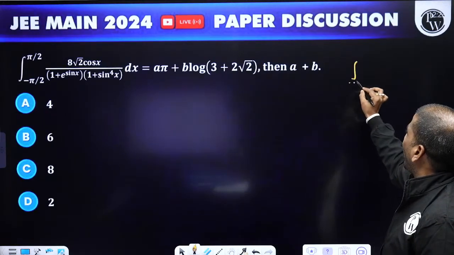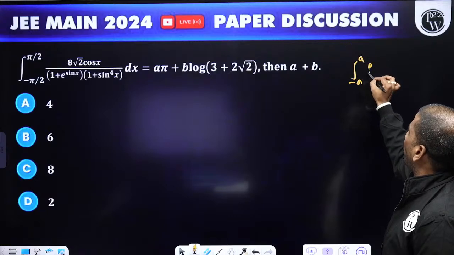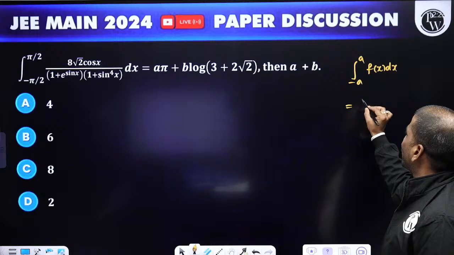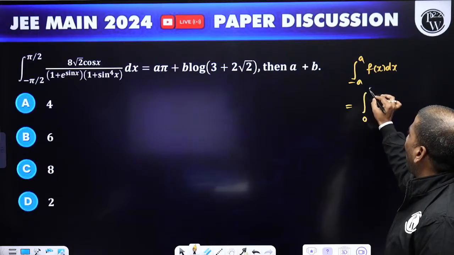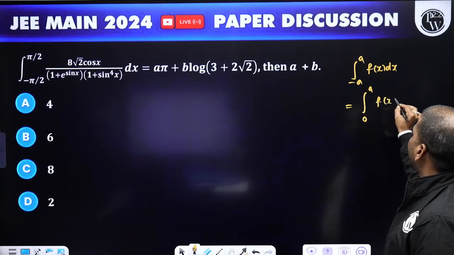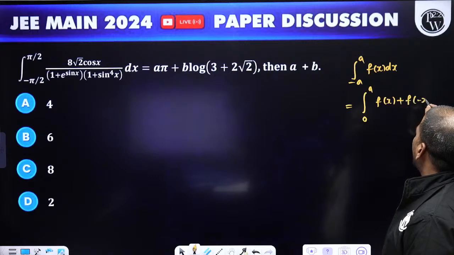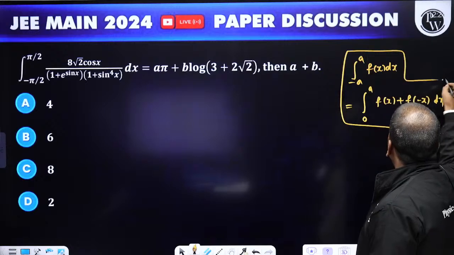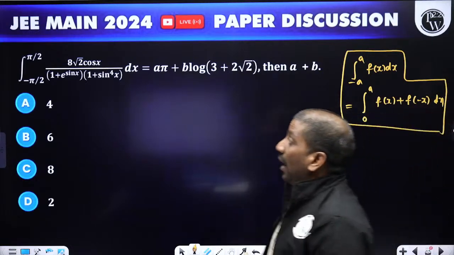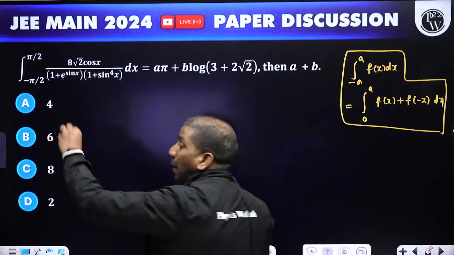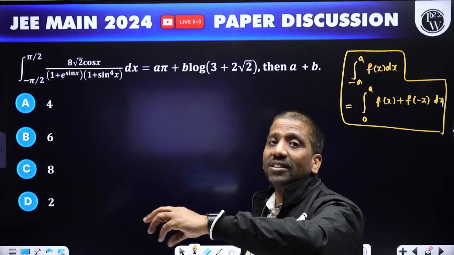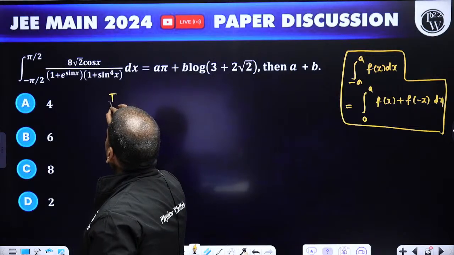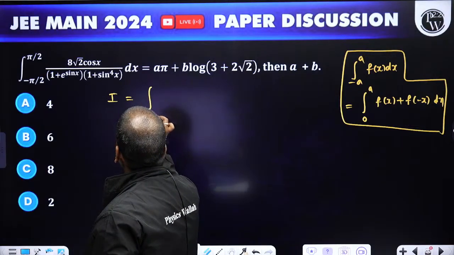Right? Next, again a favorite question, minus a to a, f of x dx. What do we write? Minus a to a becomes 0 to a, f of x plus f of minus x dx. We do it a number of times. When we have 1 plus pi power x, 1 plus e power sin x, all these terms will get cancelled, so I am writing it directly. I is equal to, what do you get?